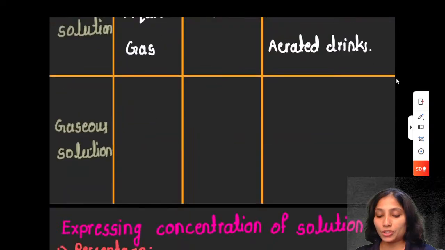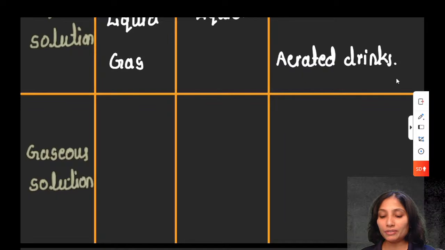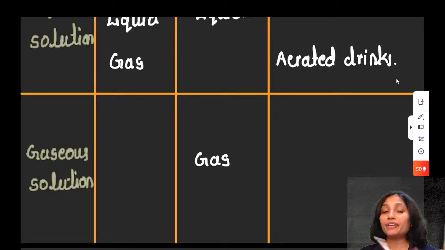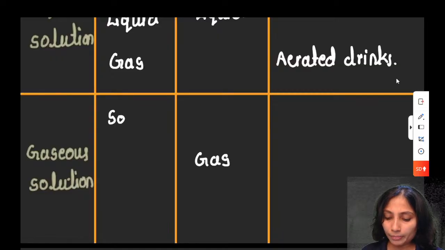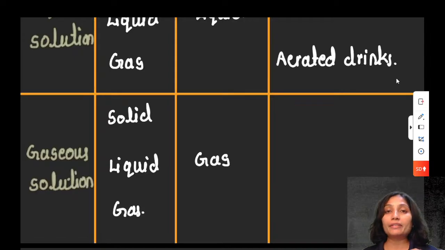Next, let's check the last one, that is gaseous solution. In gaseous solution, what is the physical state of the solvent? The physical state of the solvent should be gas. Solvent will be present in gaseous state. And if I come to the solute part, solute can again be solid, liquid or gas.